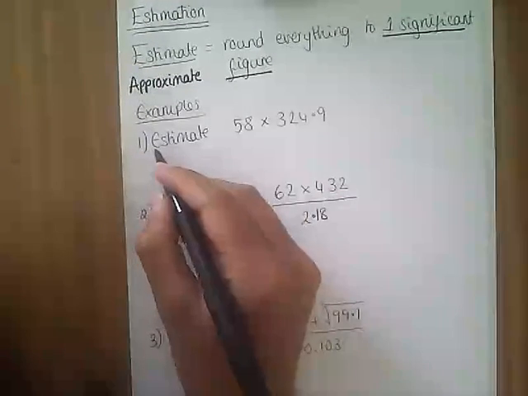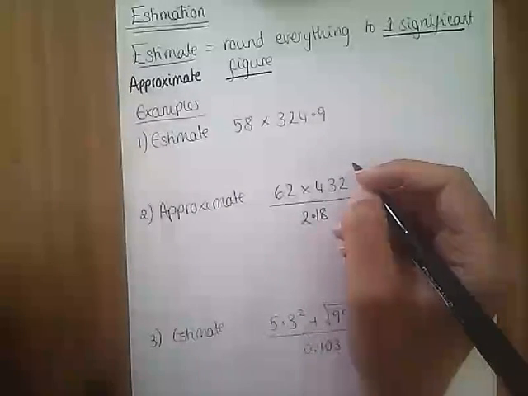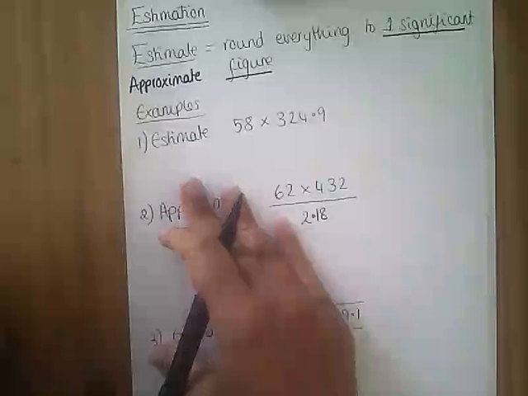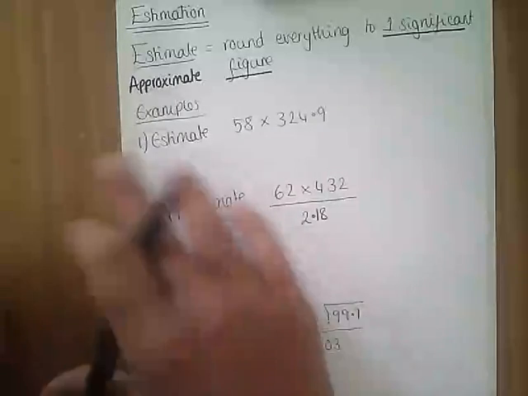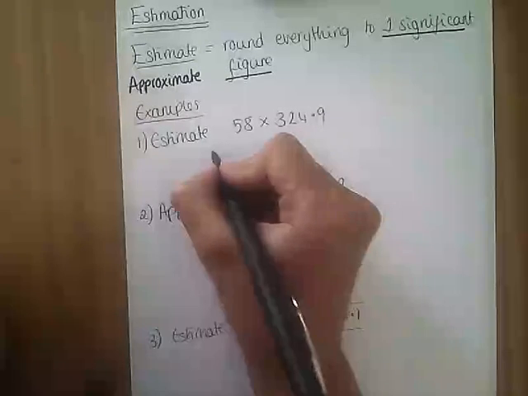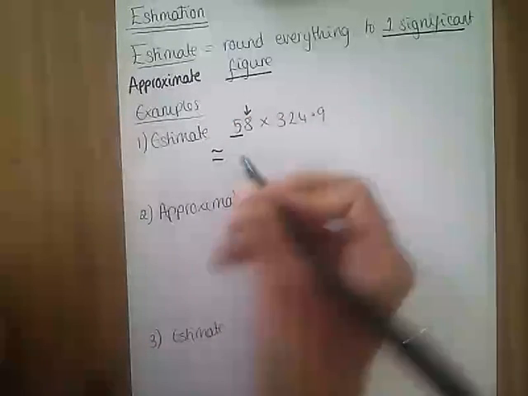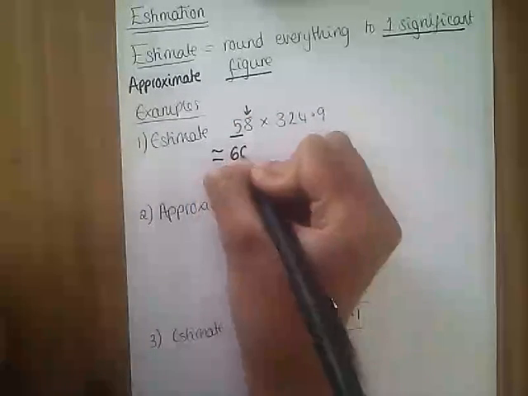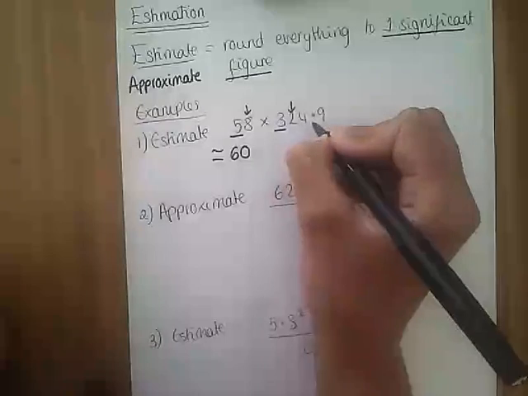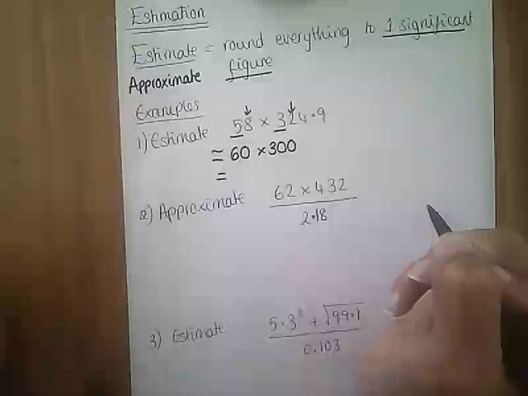Here we go. We're going to estimate 58 times 324.9. Now, if you are not sure how to round to one significant figure, you need to go back and look at the significant figure video, and you need to practice that if you're still unsure. This is like the next step. So, we are first of all going to round these to one significant figure. Here's my first significant figure. The number next door is not 5 or more, so that goes to 60. Here's my first significant figure. The number next door is not 5 or more, so 324.9 goes to 300. You have already got a mark from just rounding to one significant figure.